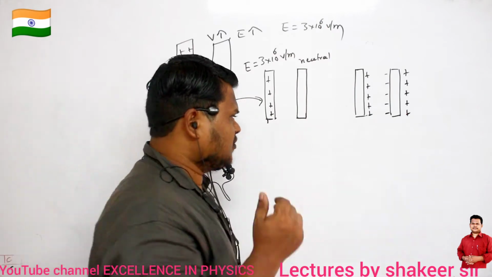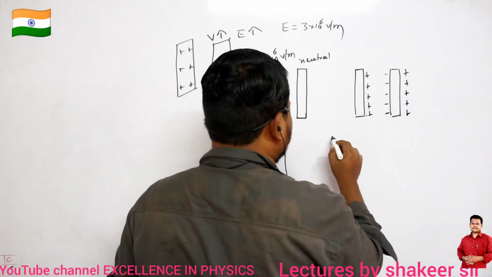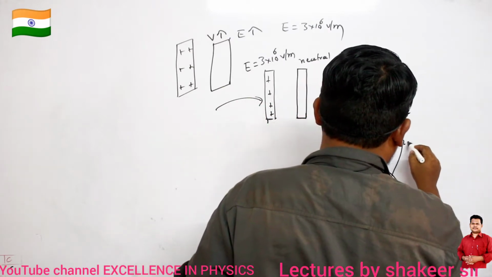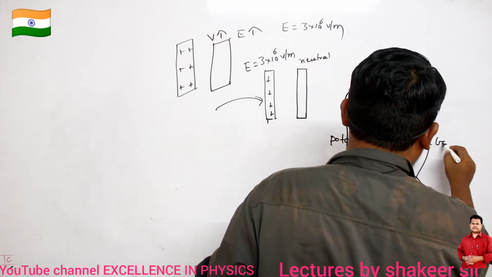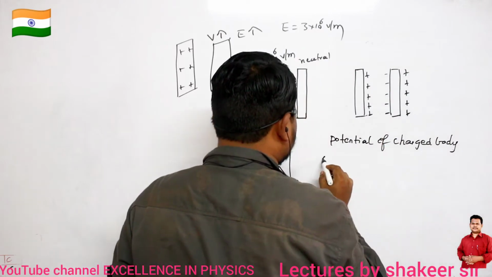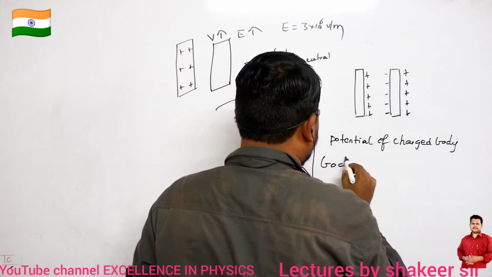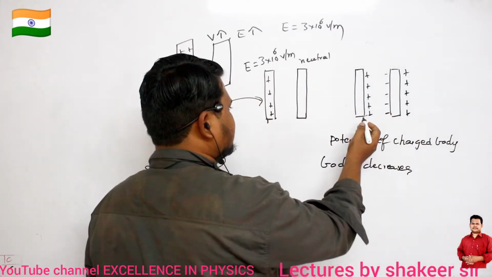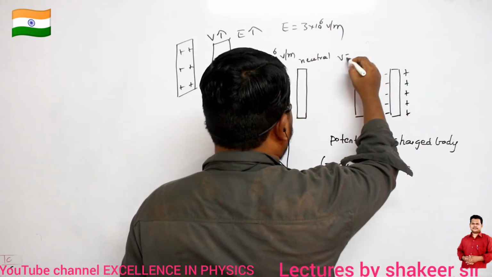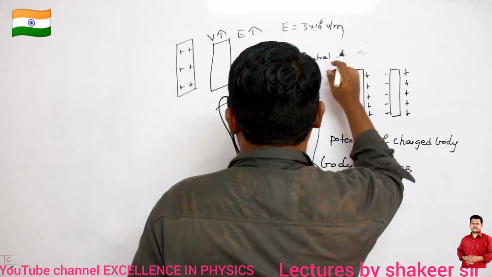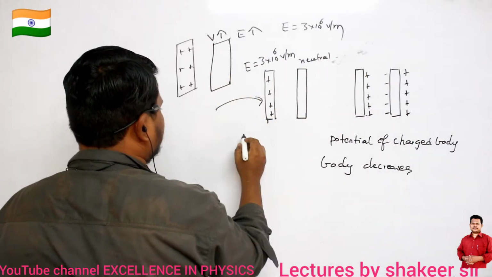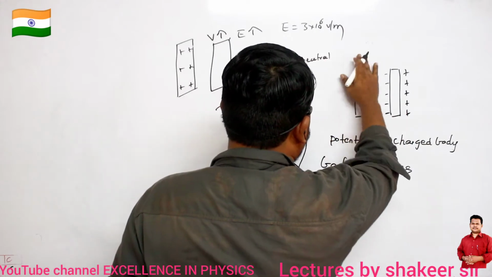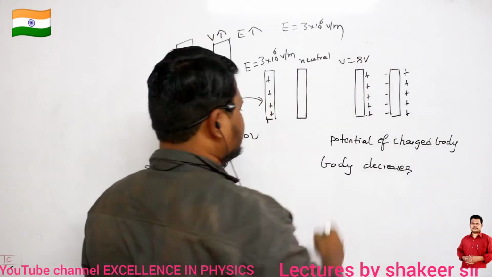Okay, now I will say, because of this arrangement, the potential of the charged body decreases. Potential of the charged body or charged plate decreases. So what is the potential of this one? Initially, let its potential be 10 volts. Now after bringing this plate closer to this one, its potential will become only 8 volts. Can you say what is the reason?